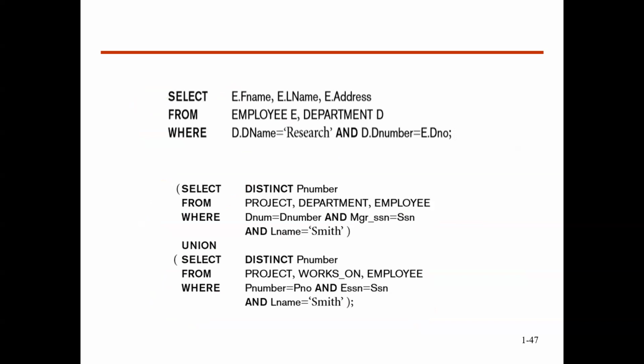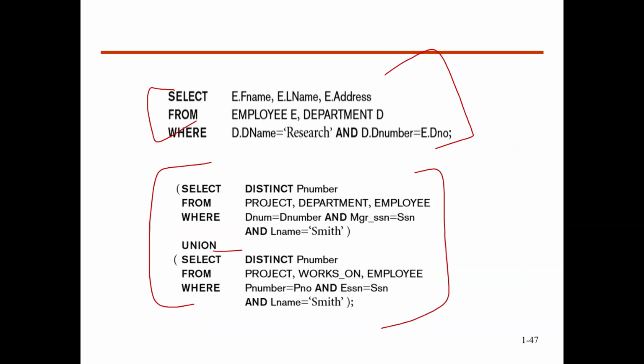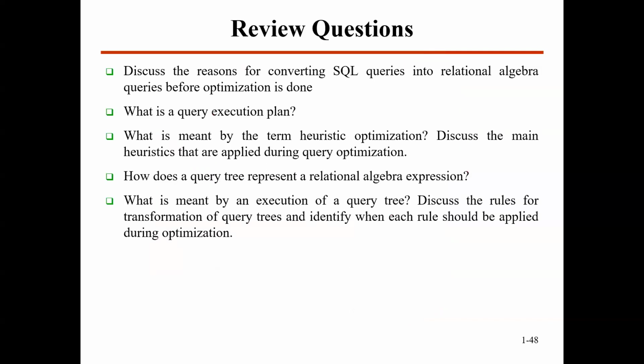So here what we are doing is we have one example query. You can draw the query tree for this. We have another query by using union. You can draw the query tree for this. Then that's it. In the exam, you might get questions like this. Discuss the reason for converting SQL queries into relational algebra before optimization is done. So why do we convert SQL queries into relational algebra? To find out the different ways in which an SQL query can be executed, right?